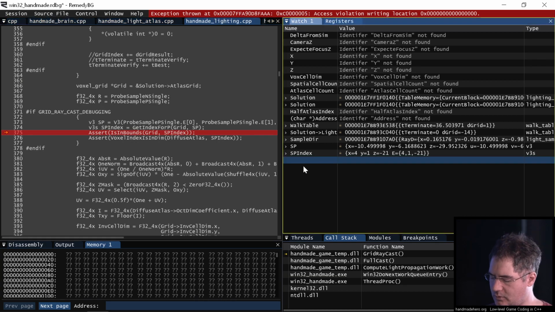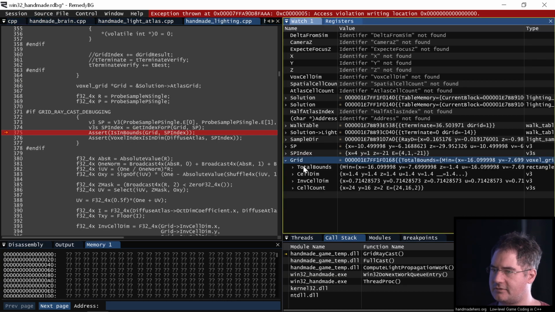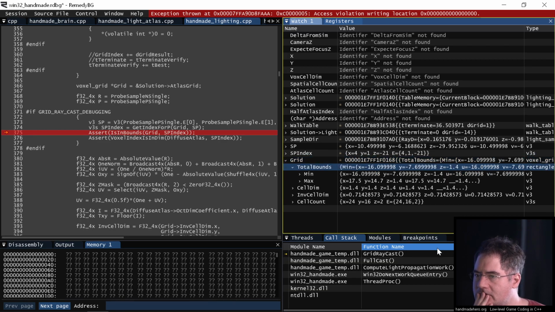So what would make us happy here? The total bounds, let's look at this, right? So the total bounds, how is that Z value? How are we getting that Z value at all?